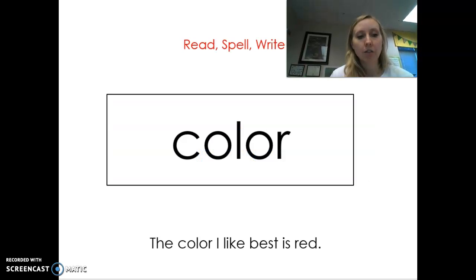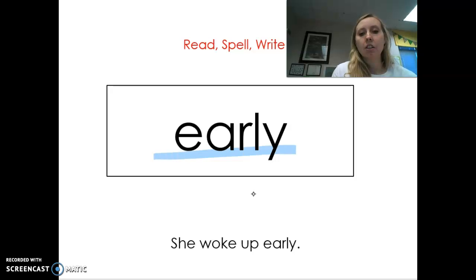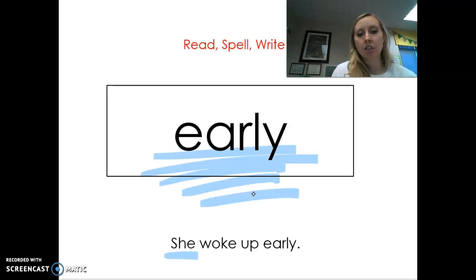Here are our high frequency words. Color, color, color. The color I like best is red. Early, early, early. She woke up early.